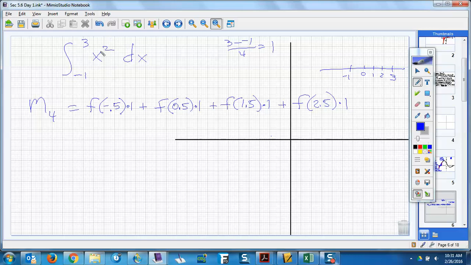So now what are you doing? You're putting this in here and squaring it. So negative 1/2 squared would be 1/4. And 1/4. 2 1/4. Right? 1.5 squared would be 2.25. And then 2.5 squared would be 6 1/4. 25 squared is 625, isn't it? 6.25. So what is that? 8 1/2 and 1/2 is 9.